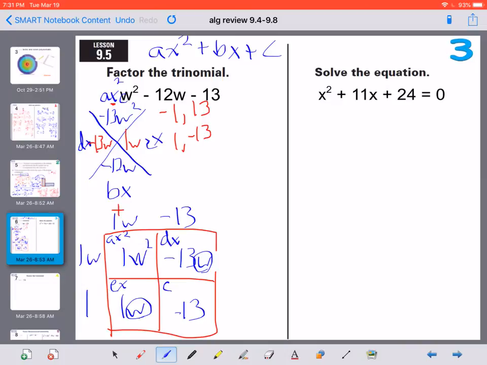So our two factors then are 1w minus 13 and 1w, I'll write that a little bit better, plus 1.